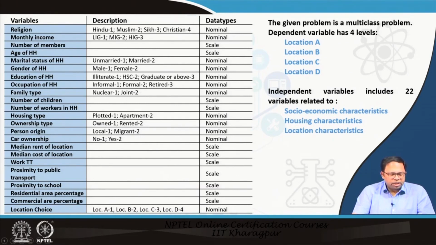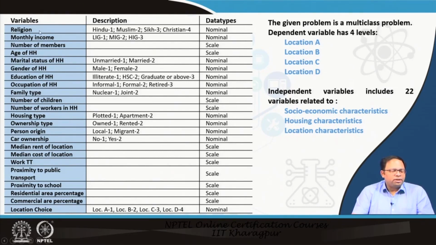Then median rent of location, median cost of location, walk travel time, proximity to public transport, proximity to school, residential area percentage, commercial area percentage, and location choice. So, location choice we have categorized into 4 location choices: location A, B, C, and D. So these are the 4 categories. Now we can see that this is a multi-class problem. So we have to divide our prediction into these 4 classes, and there are around 22 independent variables which could be further broadly classified into socioeconomic characteristics, housing characteristics, and location characteristics.